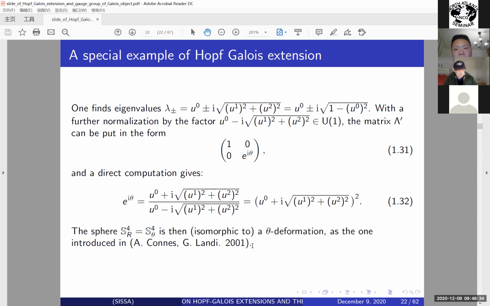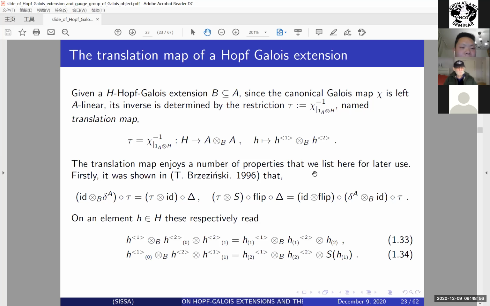And now we have the Hopf fibration where the total space S7 is deformed by an S2 sphere, and the base space S4 is deformed by an S1 sphere. This is a special example of the Hopf-Galois extension. Okay, so now I will go back to the generic theorem on the translation map of the Hopf-Galois extension.